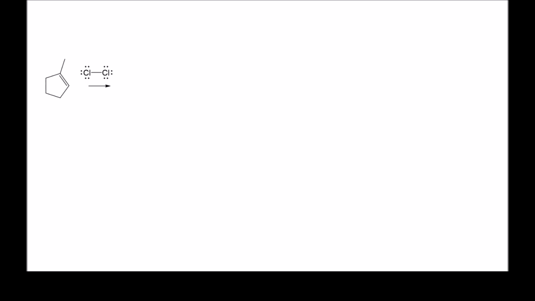Today we're going to continue with different electrophilic addition reactions. The first reaction we want to look at is the reaction between an alkene and a halogen. In this case, we're looking at Cl2. And the first thing I'm going to do is show you the wrong mechanism. Now, the wrong mechanism is going to look a lot like other mechanisms that we've seen before.